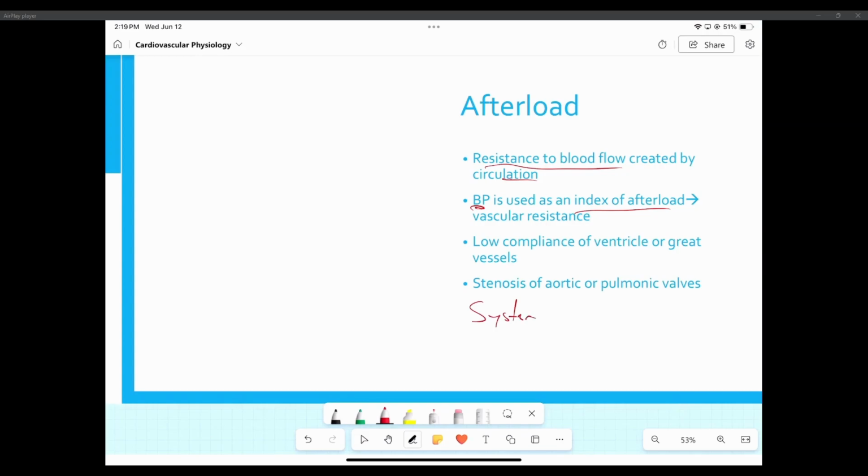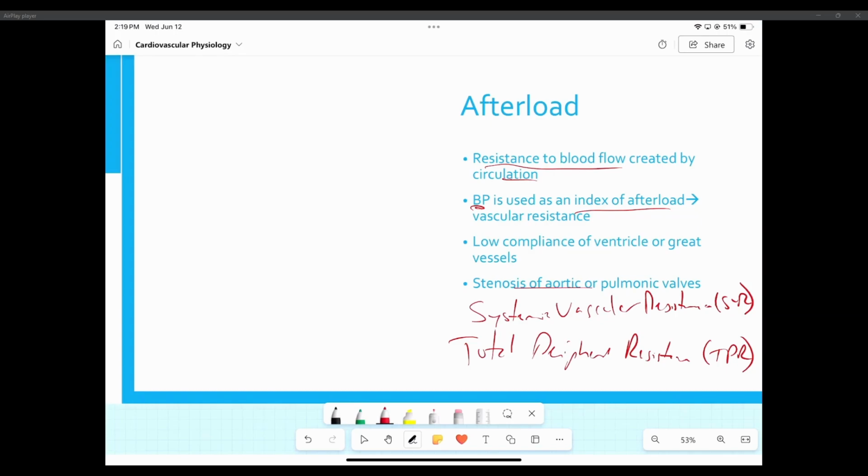You may see it systemic vascular resistance, SVR, or total peripheral resistance, TPR. They are the same exact thing. If they increase, it means your blood pressure went up. Afterload goes up. Also, stenosis of your aortic or pulmonary valves, which we'll get to later on in pathology.